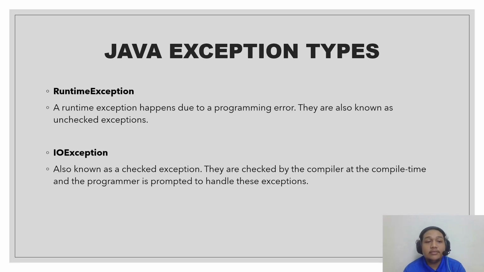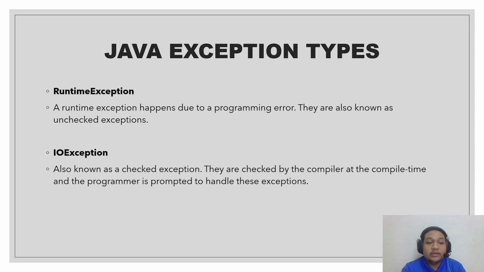A runtime exception happens due to a programming error. They are also known as unchecked exceptions. Some of the common runtime exceptions are improper use of an API, which is IllegalArgumentException. Besides that, dividing a number by zero, which is ArithmeticException.